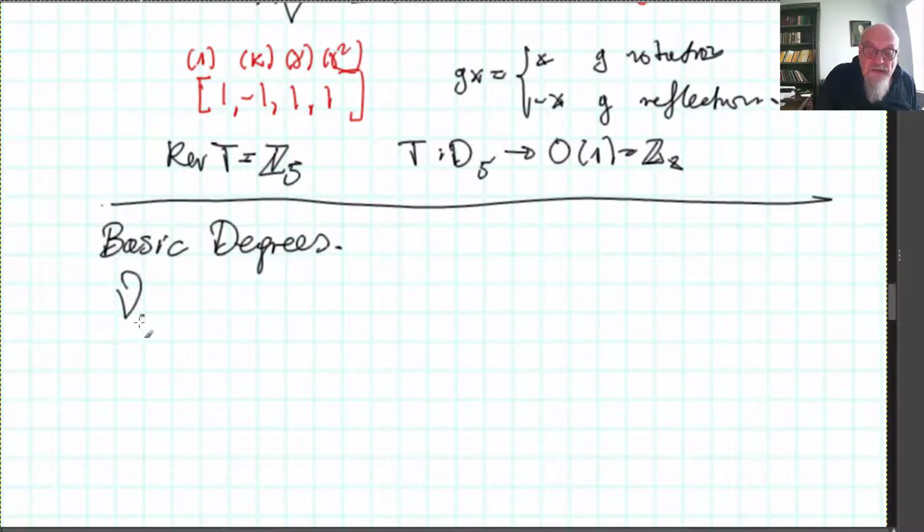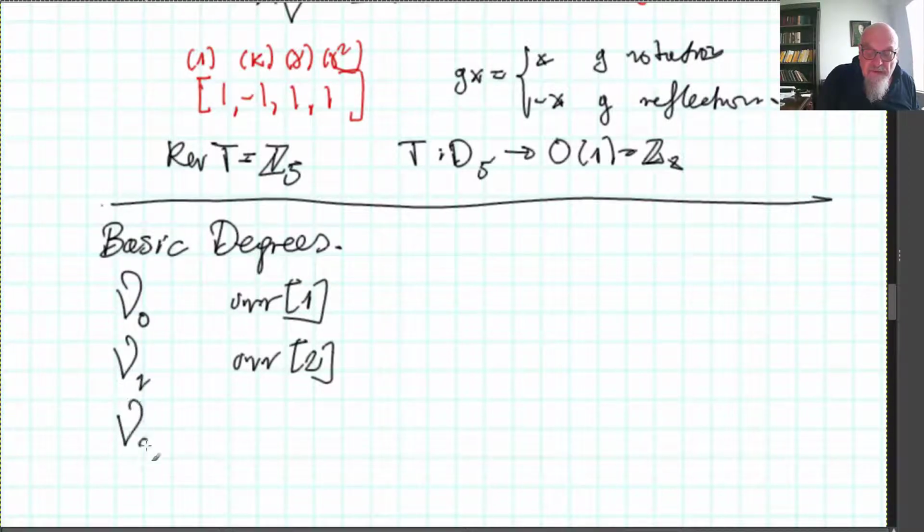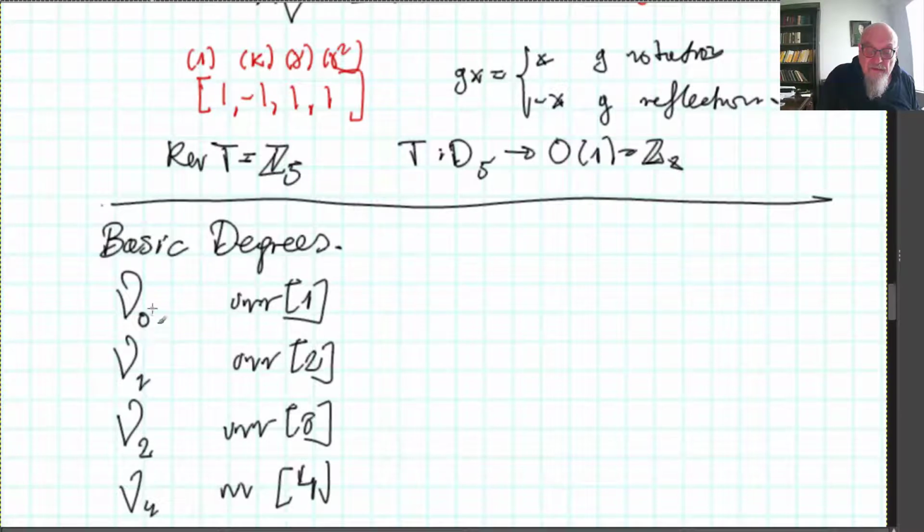So we have here V0, which will be irreducible number 1. Then V1 is irreducible number 2. Then V2 is irreducible number 3. And then V3 is irreducible number 4. So this is 1, 2, 3, 4, and this is 0, 1, 2, and this one is 3. So those are our representations, and let's compute the basic degrees.